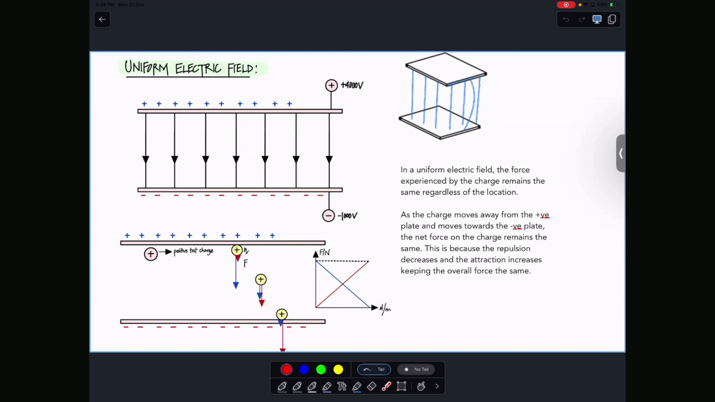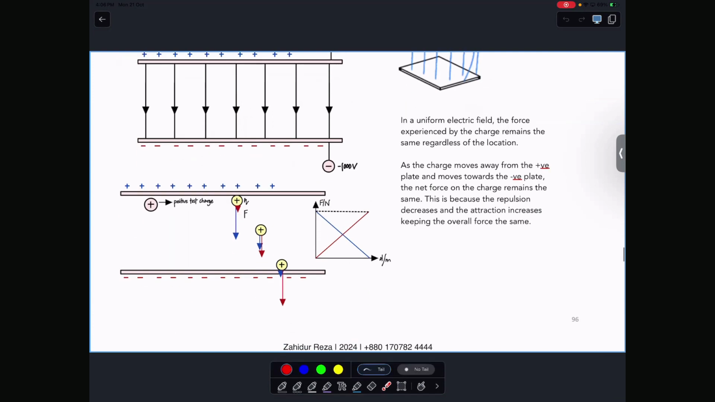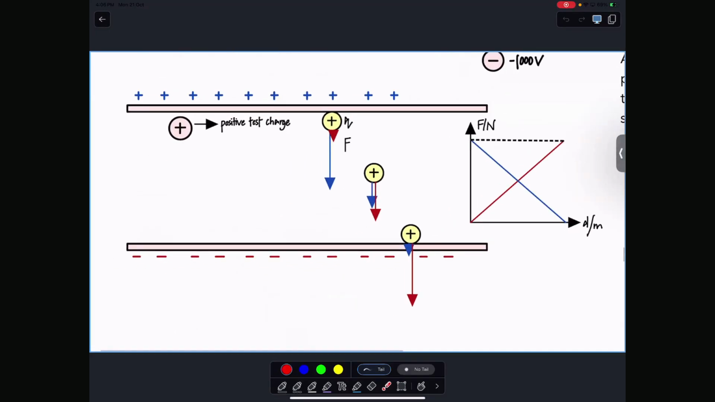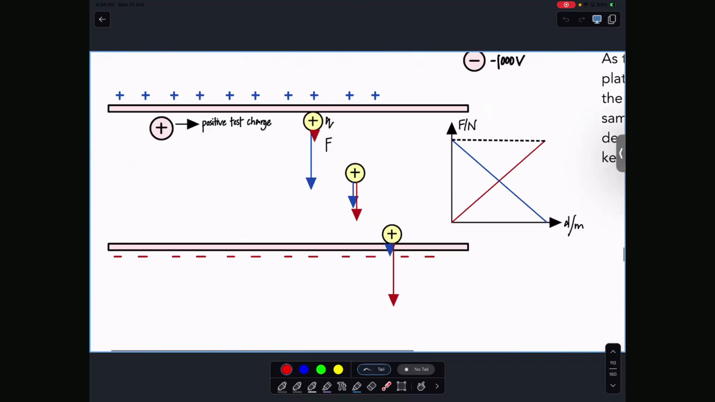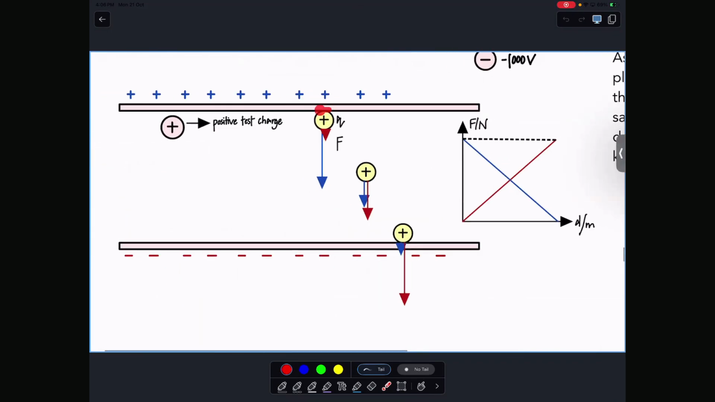Also, why is the force constant? The reason is, I've written it down here as well. The reason the force is constant is because when your charged particle, let's say it's a positive particle, is here, it is experiencing repulsion from here. So the blue arrow tells you repulsion. And it's also experiencing what from the bottom? Attraction. So these two together will give you the resultant force.